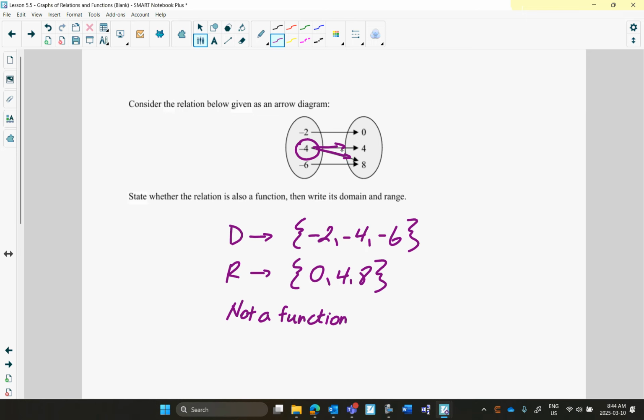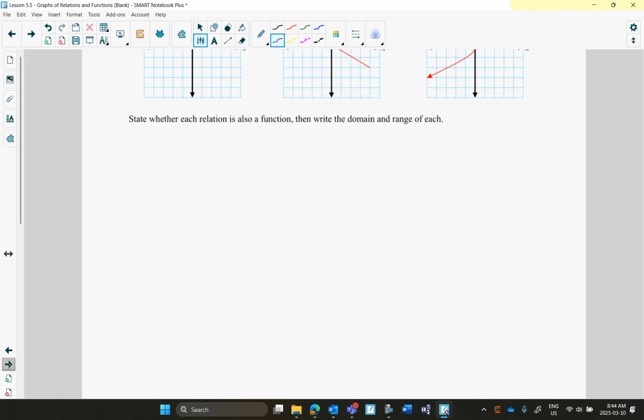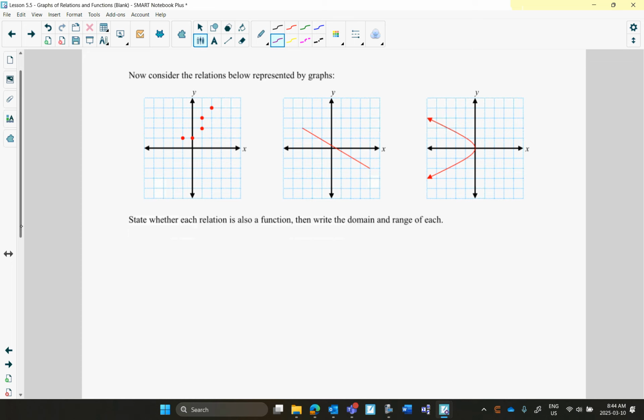So those should be pretty straightforward. But now let's move on to graphs, which can get a little challenging at first, but you'll get it. You'll get the hang of it. Okay, so let's look at the first graph.